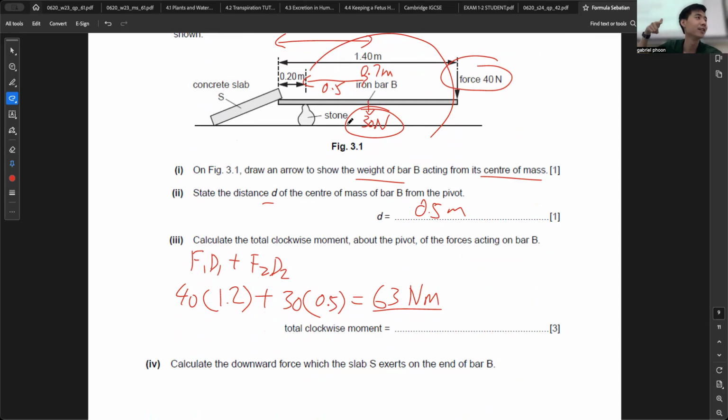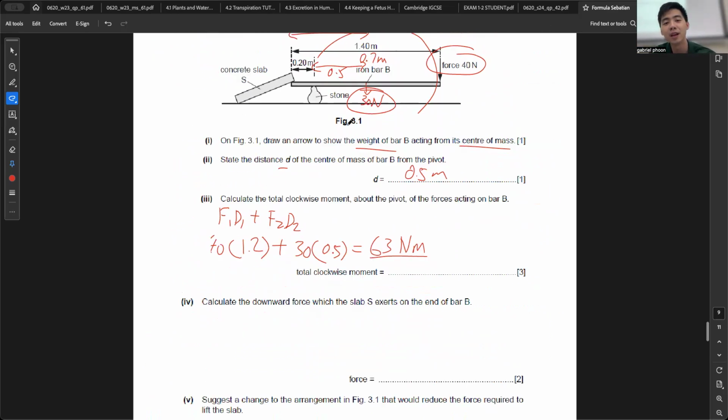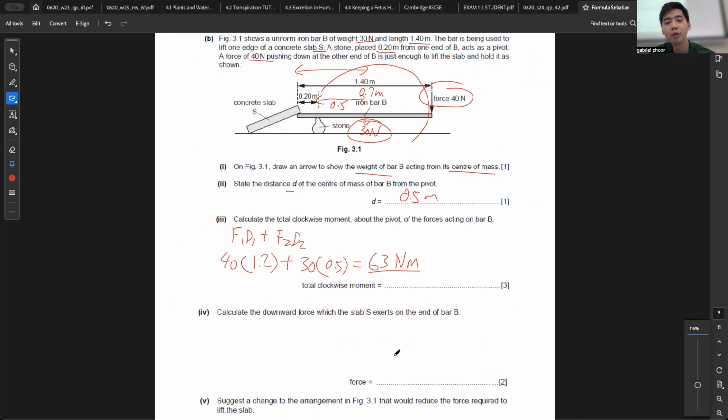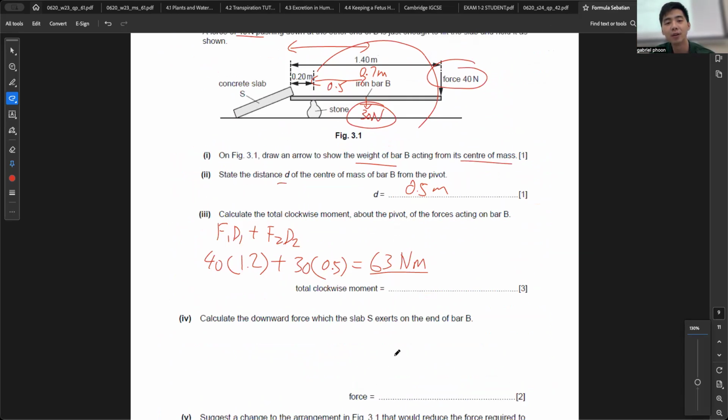Do you get it? Okay, then calculate the downward force required to move the slab right now. How much should the force be for this scenario here? Calculate the downward force. How much is the downward force? Do we need to find the equilibrium first? Equilibrium? What formula do you use to find the equilibrium?